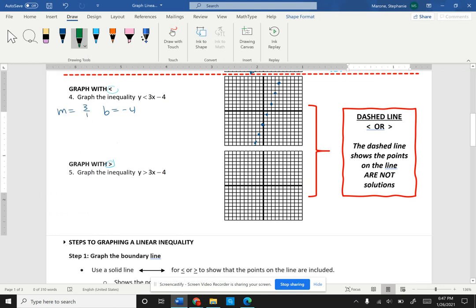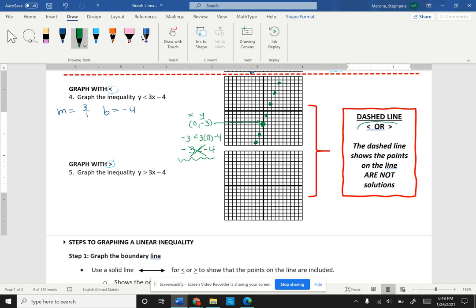Let's do this point again, just because. So we're going to see if that point is on the line. And that point is 0, negative 3. So negative 3 is less than 3 times 0 minus 4. Negative 3 is less than negative 4. That's not a true statement. Since this isn't a true statement, none of the points on that line will be a true statement.